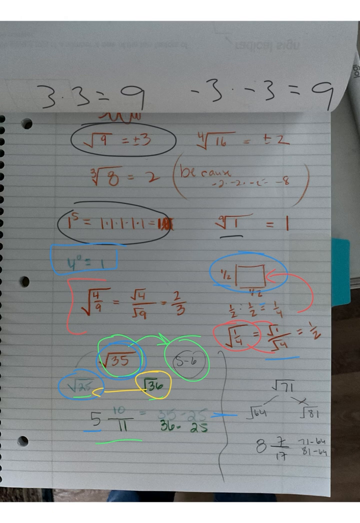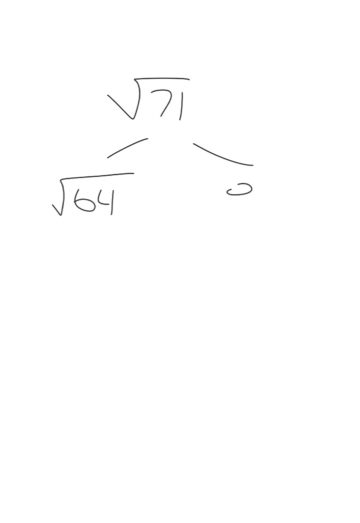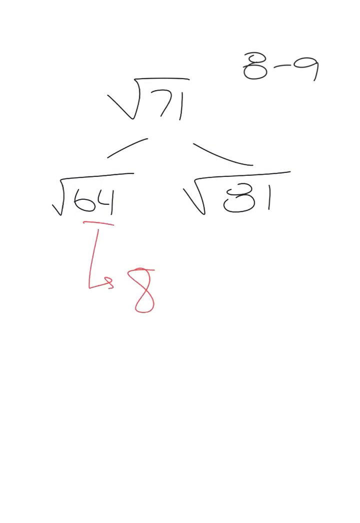And you can check this on a calculator. I'm going to actually go to another page, and I'm going to do this one so it's a little bit bigger. So we have the square root of 71. So that is between the square root of 64 and the square root of 81. So we know that the answer is going to be between 8 and 9. So the first thing we have to do is we take the square root of 64, and that's 8. And now we have a fraction.